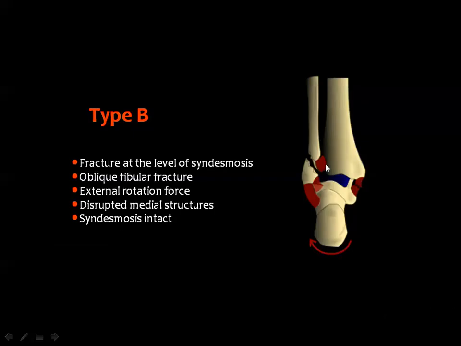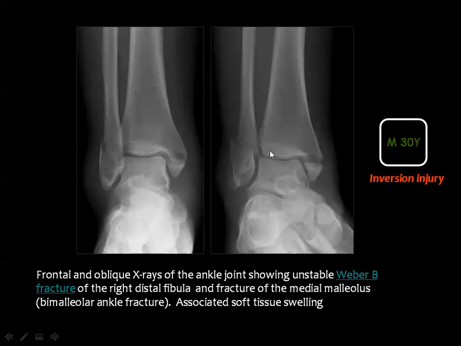Type B will involve the fibula at the level of the syndesmosis, and the syndesmotic complex will be ruptured in more than 50% of the cases, and it may also be associated with rupture of the deltoid ligament and medial malleolar fracture. This is an example, and you see the fracture is at the level of the syndesmosis with the fracture of the medial malleolus as well, and this is type B.